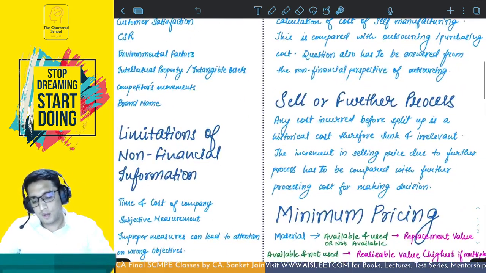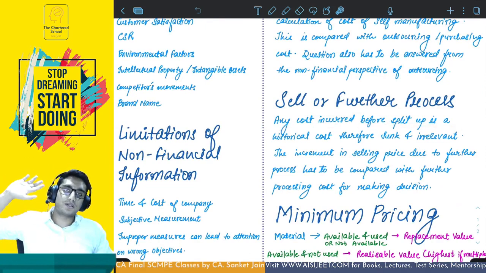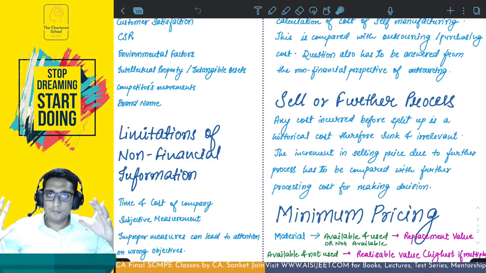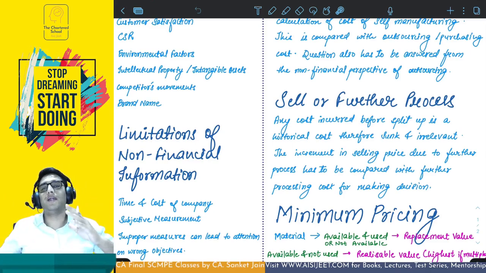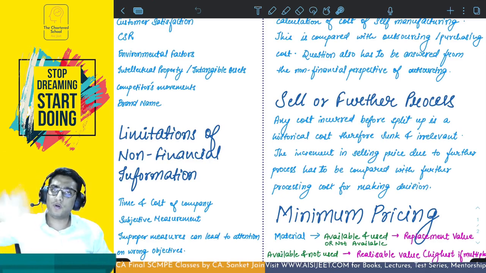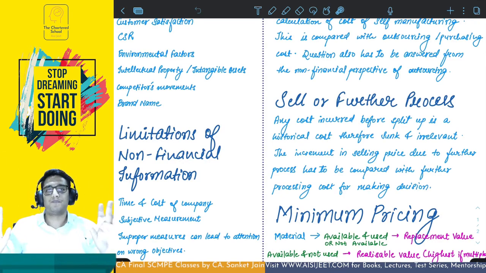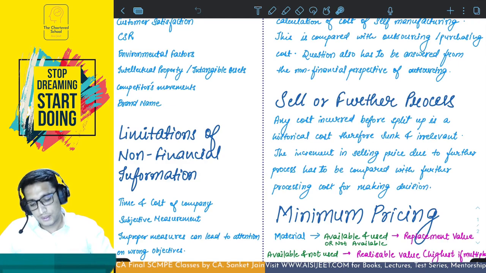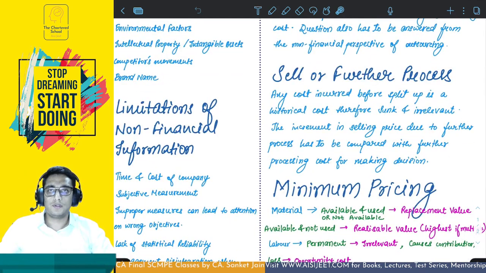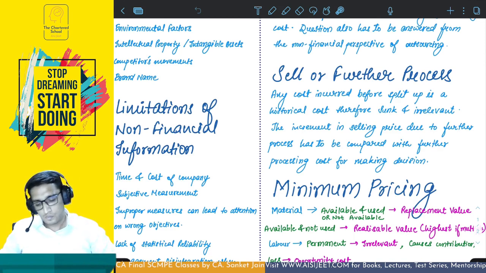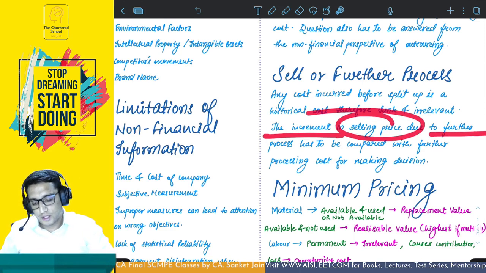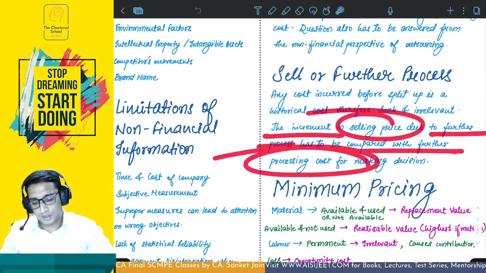Next, sell or further process. Any cost incurred before the split-off is a historical cost and therefore it is a sunk cost. The products have been split already and only after that you can decide to further process. So any cost before that is historical and irrelevant. The only relevant cost will be to further process. So the decision would be taken on the basis that if you have to further process, the cost will be involved. But if you further process, what will be the increment in the sales price due to further processing? So the increment in selling price due to further processing has to be compared with the further processing cost for making the decision.